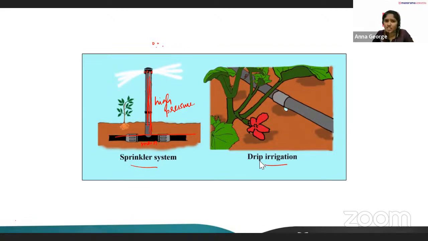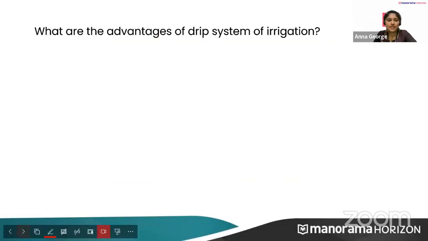And what is drip irrigation? In drip irrigation, the drop of water, drip. You can remember like that, drop. The plants will get water at their root only. That is the main difference between sprinkler system and drip system. Sprinkler serves water from above, while drip places water directly into the root zone. Okay, very good. So this is the basic difference between sprinkler system and drip system.